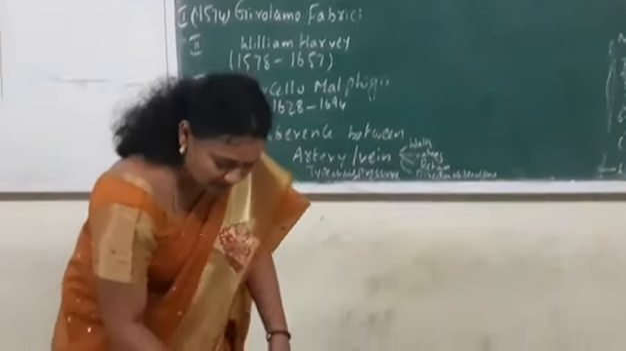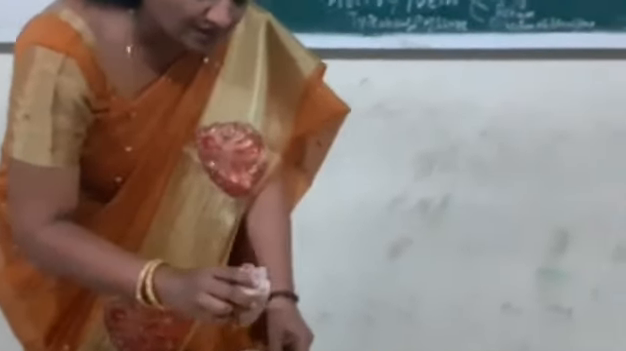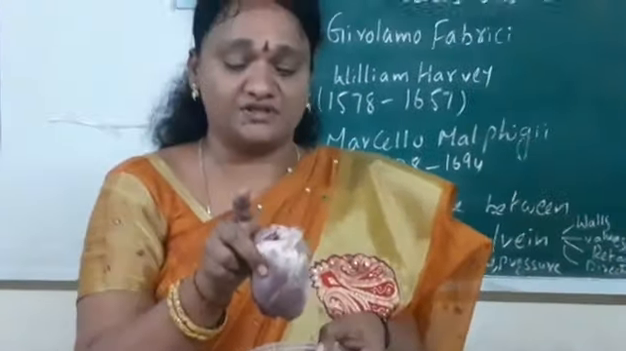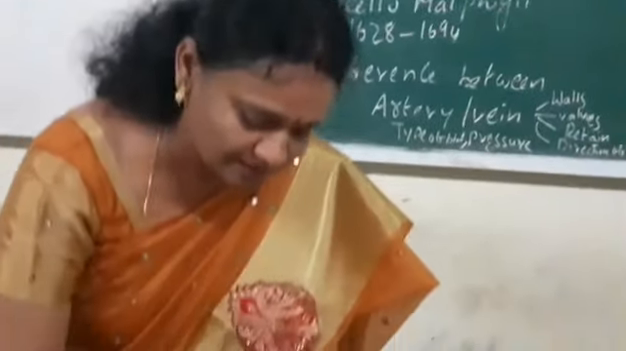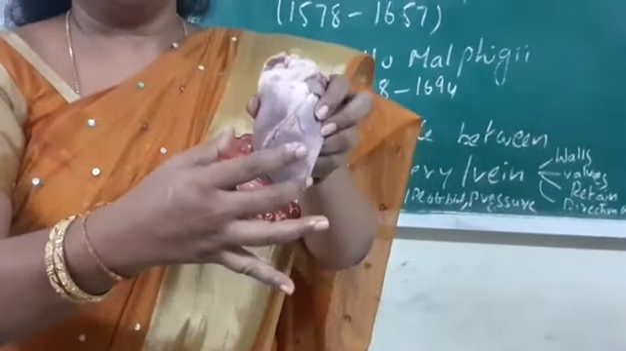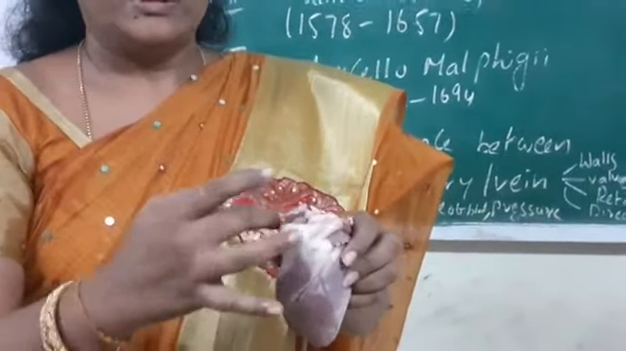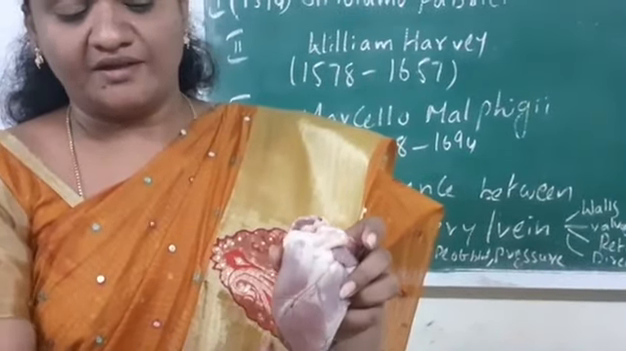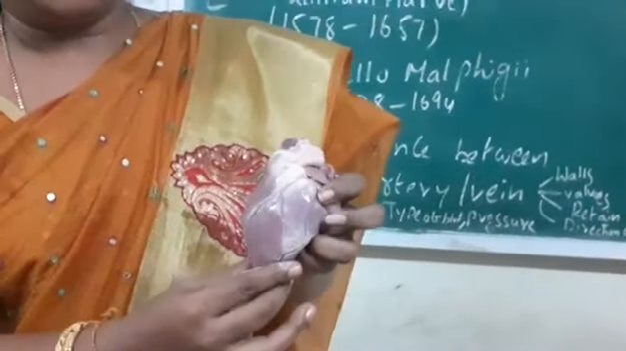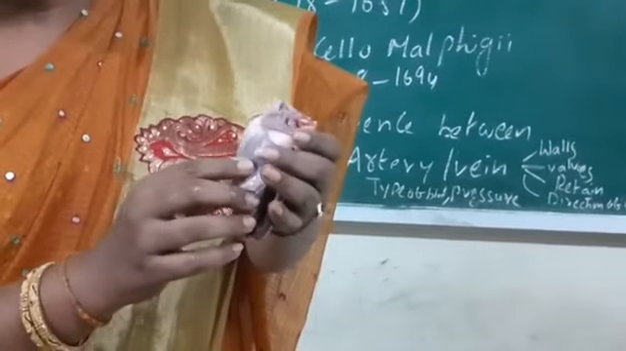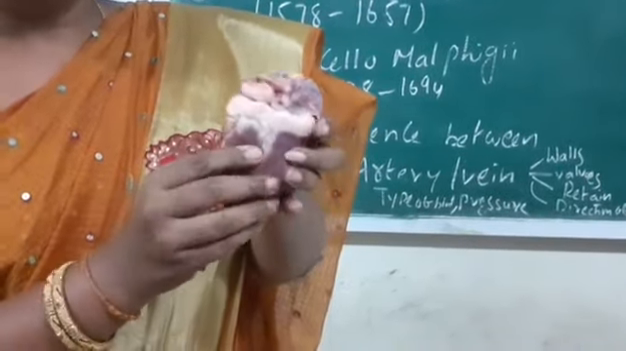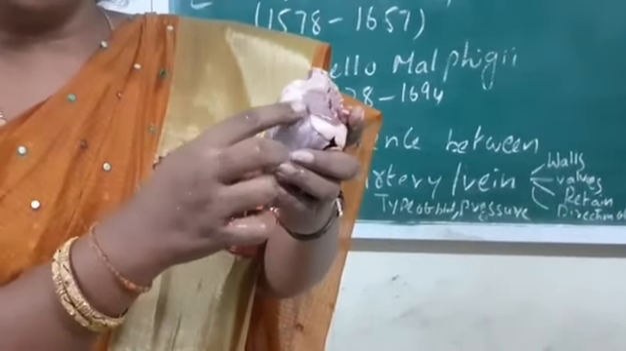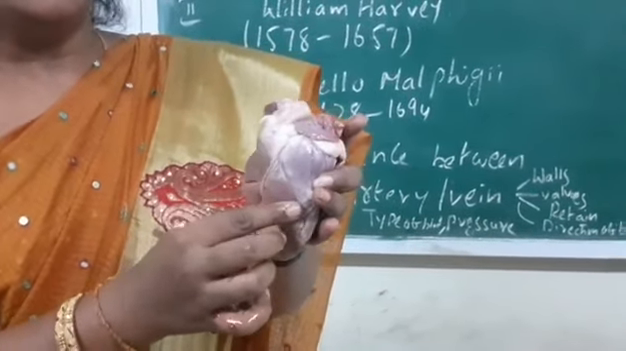The external structure of the heart is a pear-shaped structure. When we observe the heart, it is broader at the anterior side and the apex is pointed, at the bottom. Here it clearly shows that the heart is divided into 4 chambers. The upper chambers are called auricles and the lower chambers are called ventricles.